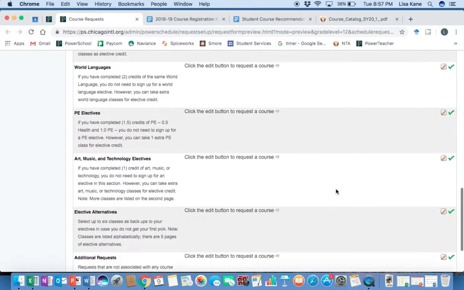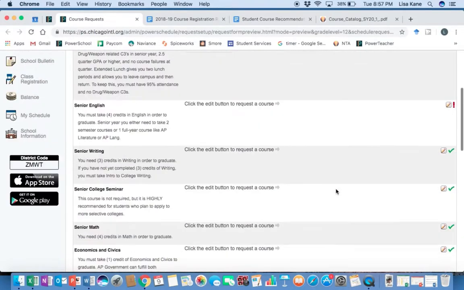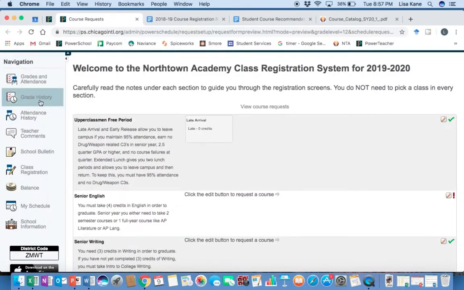One place that you might find helpful to look through is over here on Grade History. If you click here, you can see all the classes that you've taken and your progress towards graduation, so you'll know what you still need to take in order to graduate. Of course, you can also come and ask me about that too.